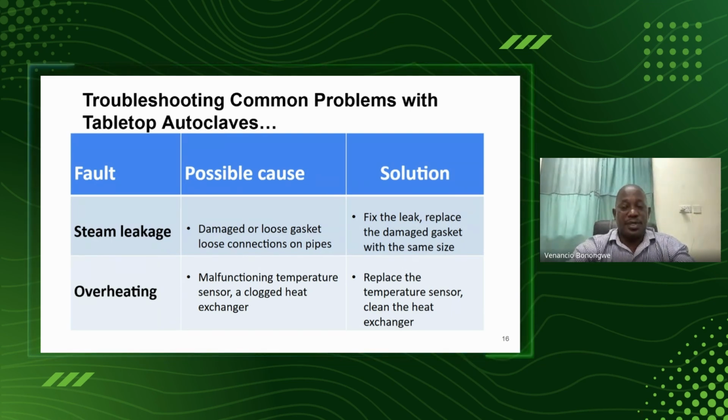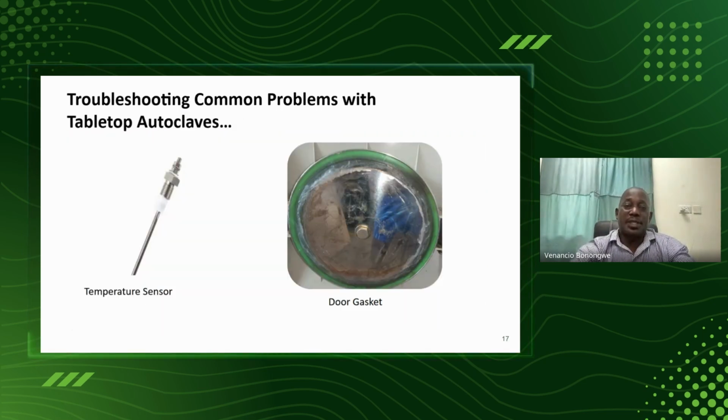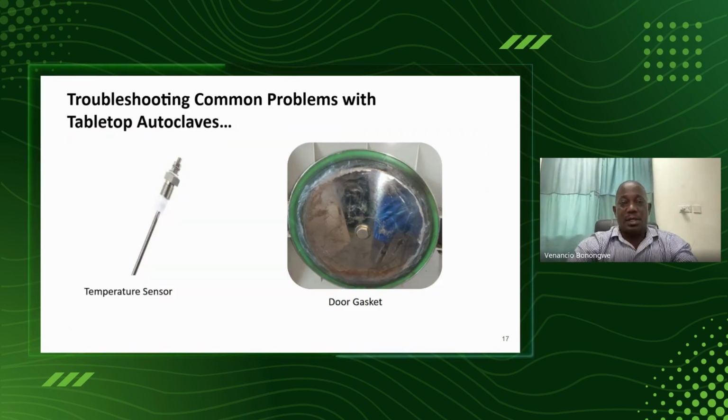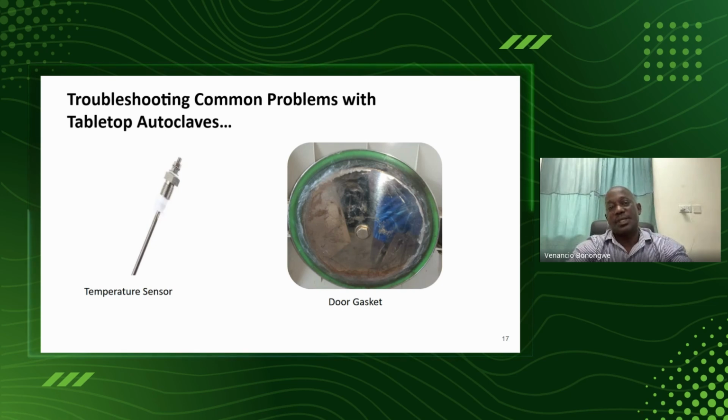We may also have overheating in our autoclaves that may be caused by malfunctioning of the temperature sensor, or we are having a clogged heat exchanger. So the solution to this is to replace the temperature sensor and clean the heat exchanger. In the picture there, we are seeing a component which is the temperature sensor. That is when you want to fix the problem of issues to do with temperature.